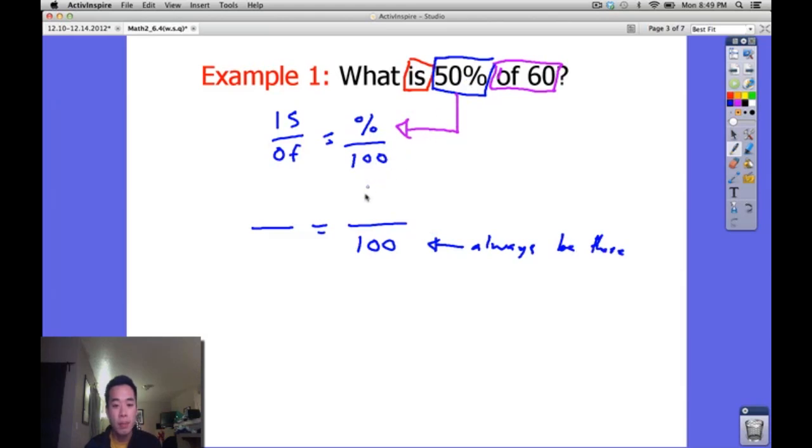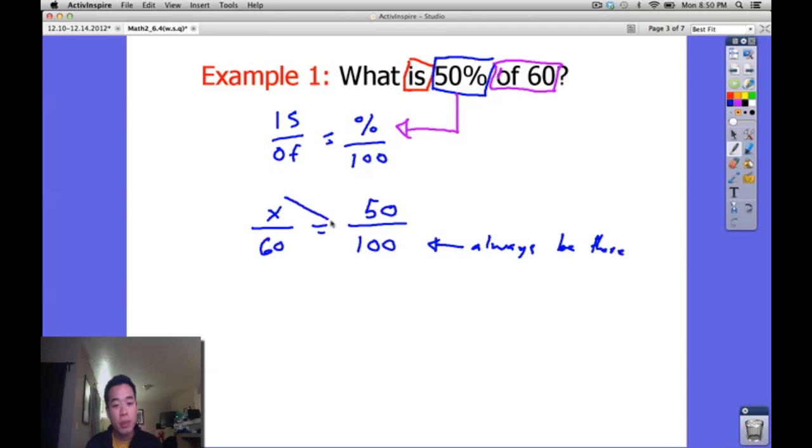So 50% is just 50 out of 100. I can forego the percent sign because they already gave me the percent sign, so I know I'm not looking for the percent sign. So the of is 60. Instead of writing of, I'm going to write 60. And then is, they didn't really give me a number for is, so I'm just going to put a variable, x. This should look familiar now.